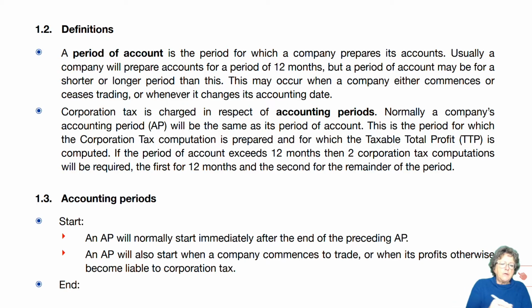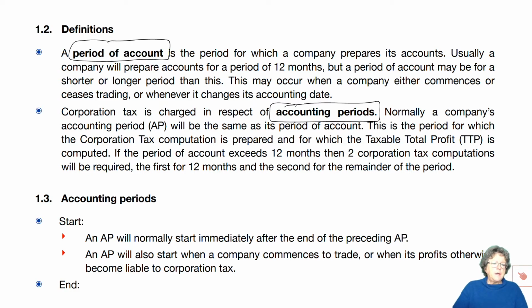Further on from this, we need some more definitions and some more rules. A period of account is different from an accounting period. So let's look at those individually. A period of account is a period for which a company prepares its accounts, usually 12 months long, sometimes shorter, sometimes longer. It always starts at the beginning of the business, when the business commences, and it always ends, obviously, when the business ceases to trade. But it can also have a beginning and an end if there's a change of accounting date. And as I say, normally they are 12 months long.